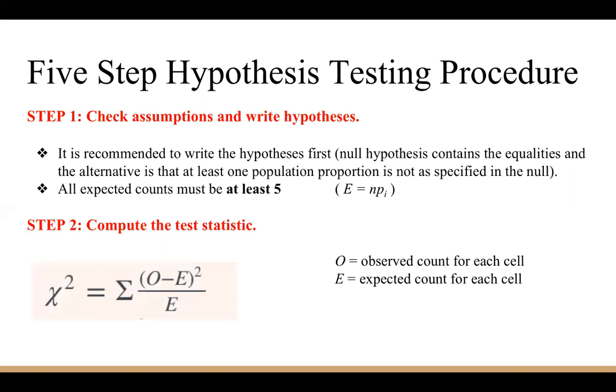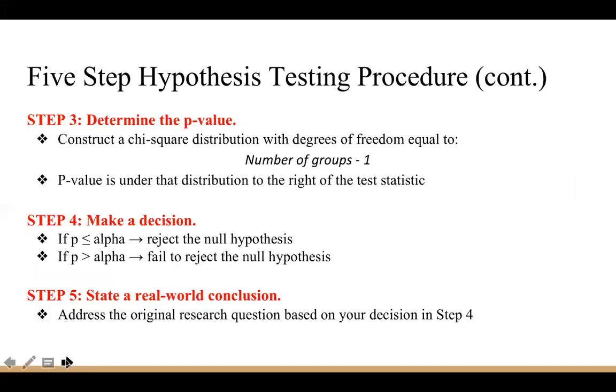And once you write your hypotheses, you can compute your test statistic, which again compares your expected counts and your observed counts. Then you just add them all together for each cell. And then you will determine your p-value. So you will construct your chi-square distribution with your degrees of freedom, which is equal to the number of groups minus 1. And then you will take a right-tailed test under that distribution to find your p-value.